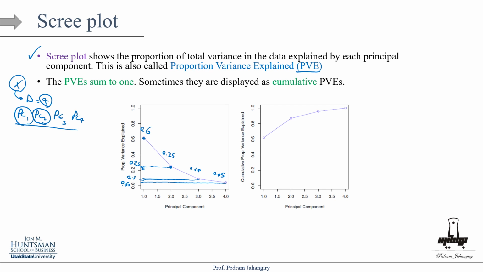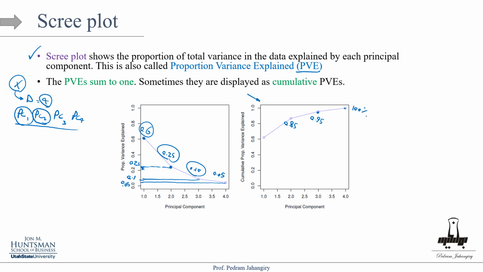It's easier to read that one. So this is a cumulative version. We're going to add them up. The first one is explaining 60%. The first 2 together are explaining 85% because this is a summation of 60% plus 25. The first 3 is explaining 95%, again 60% plus 25 plus 10, and then cumulatively it's going to explain 100%.